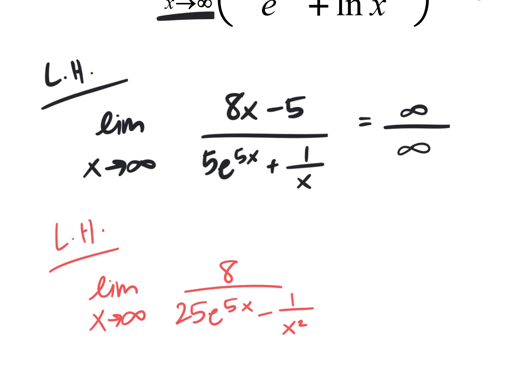What are we going to get here now? Well, this first piece is still going to go to infinity. This second piece is going to go to 0. But infinity minus 0 is still infinity. So we're left with 8 over infinity. Just because there's an infinity does not mean I take L'Hopital's rule and do it again. Think about what 8 over a really, really big number means. 0. So your answer for this one is 0.